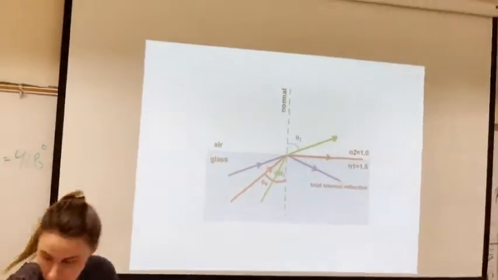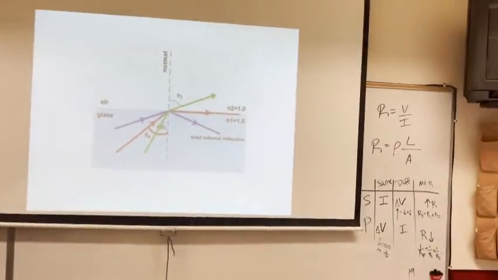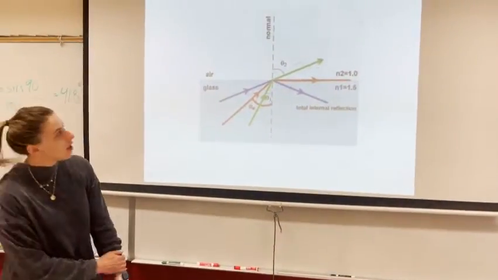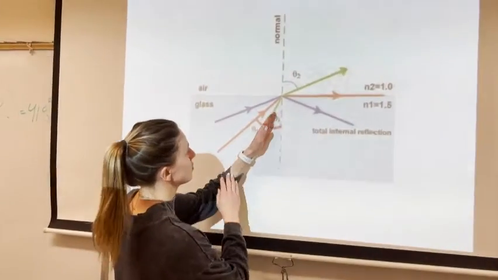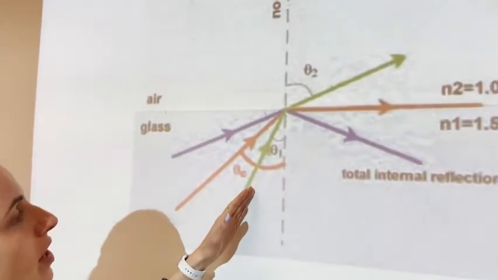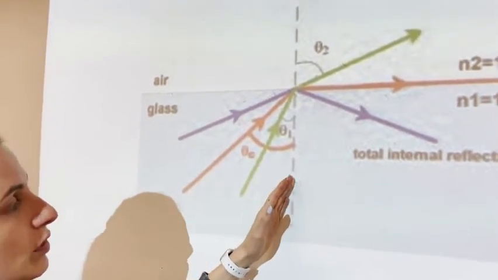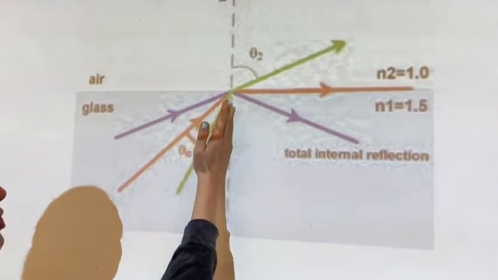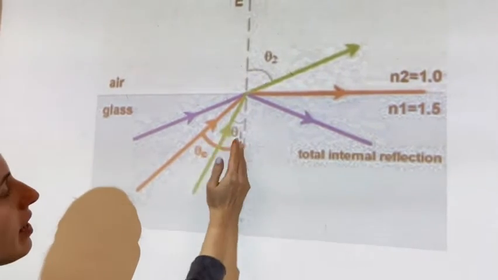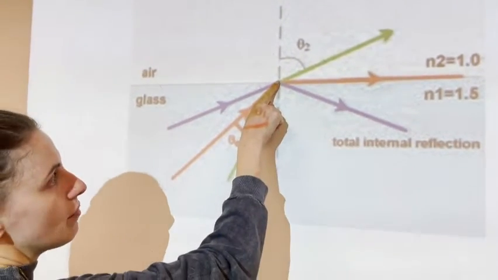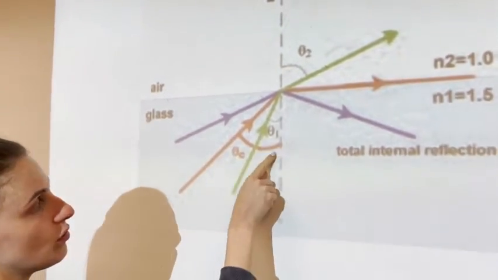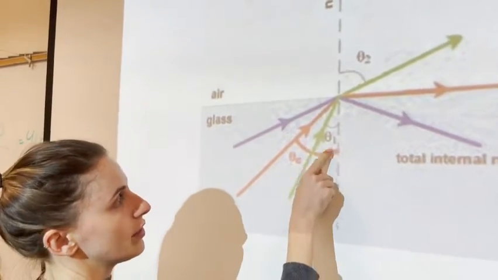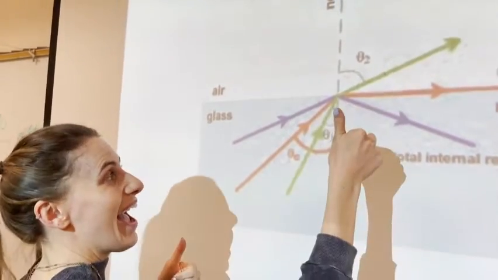So I've got some pictures here. In order for a ray to pass through the surface, it has to be less than our critical angle, which we're going to talk about in a second. Okay, so this is the angle we're talking about right here, measured from the normal. Our incident ray is coming in, and at this point it's less than the critical angle. So it makes it through. It can get through the surface.